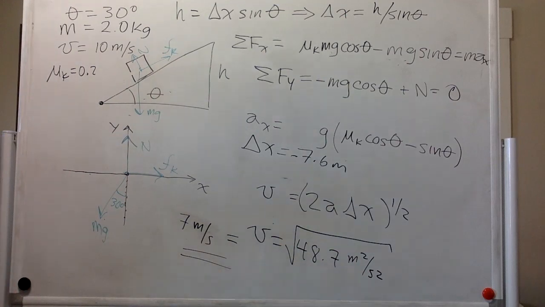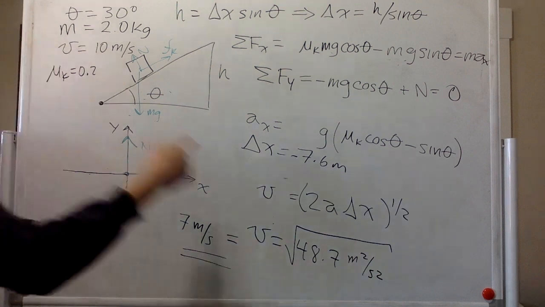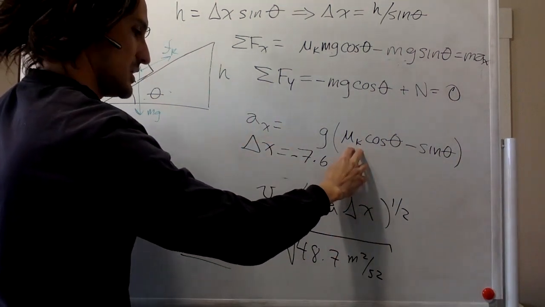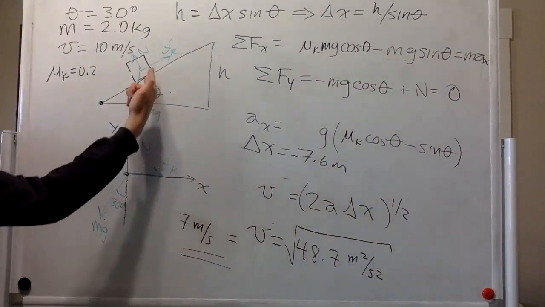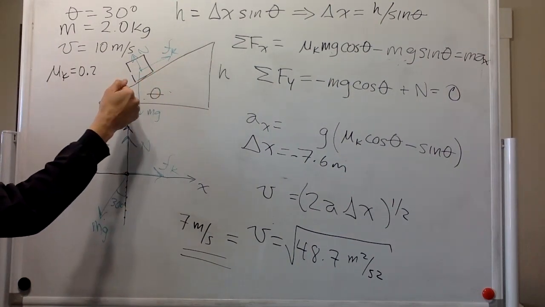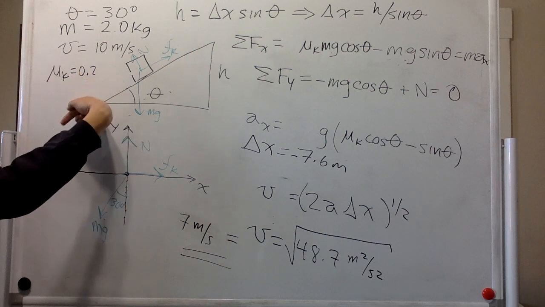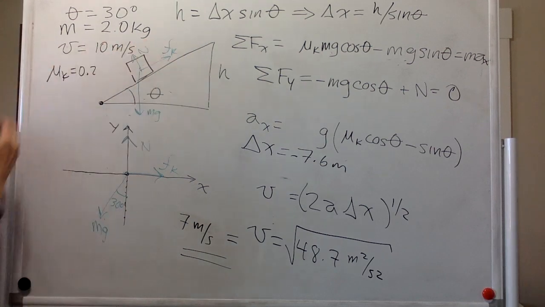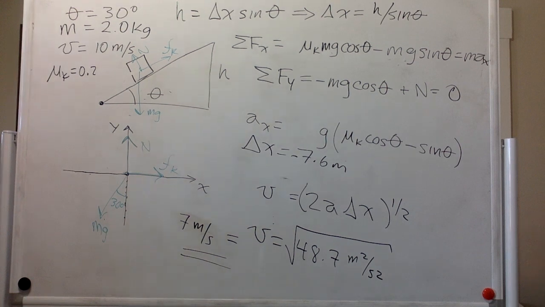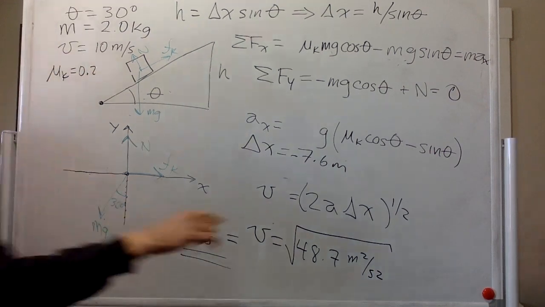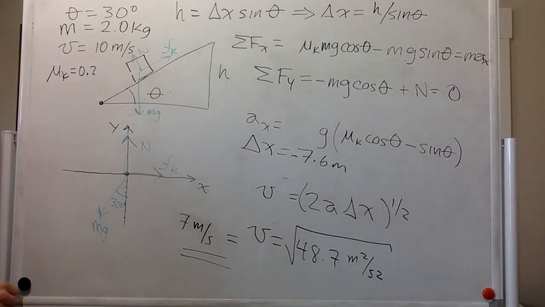So in the second case, we could do it. And it will be exactly the same, except that the mu k is zero. But we can also notice that if there is no friction, then this is just going up and then going down. And so the velocity is going to be the same, but in the opposite direction than when it started. So if the initial velocity is 10 meters per second, then the final velocity is also going to be 10 meters per second. But you could do it also if you wanted. All right, thank you.